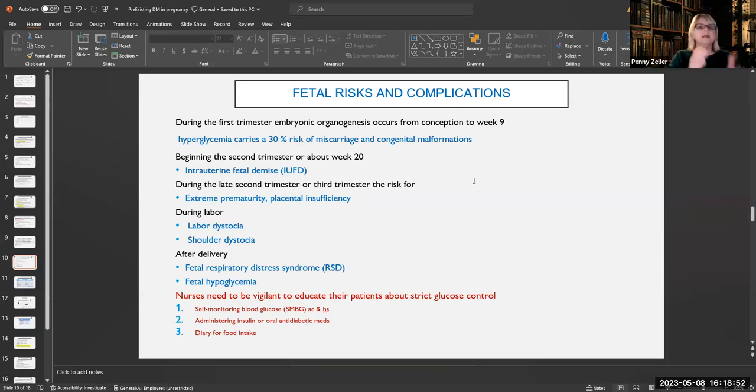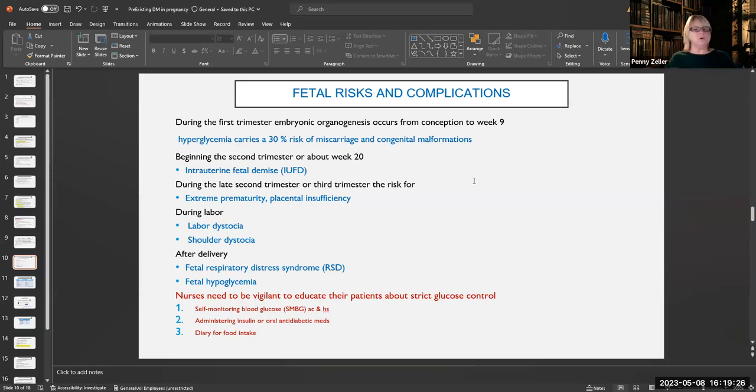So beginning the second trimester, hyperglycemia, stillbirth, or intrauterine fetal demise. Baby dies in utero before delivery. Extreme prematurity, placental insufficiency. During labor, labor dystocia, shoulder dystocia. And this is because baby is so large, okay?